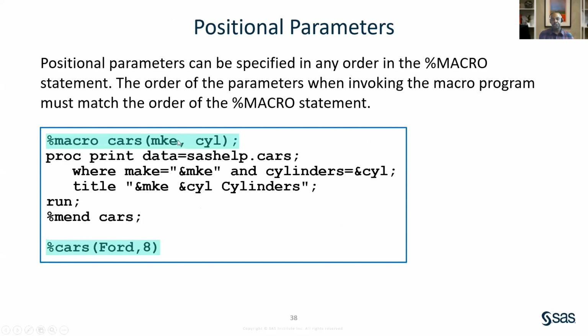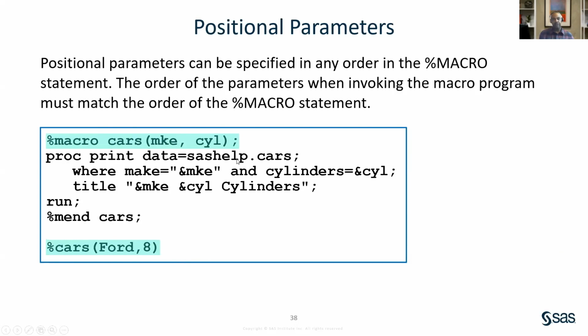We have two positional parameters. And if you look where we're calling it, these values have to be aligned respectively in those positions. Make, Ford, cylinder, 8. If you reverse these two, 8 will go to make, and Ford will go to cylinder. You will get some errors because it will be treating the cylinders as if it's letters F-O-R-D, and it will think it's a variable.